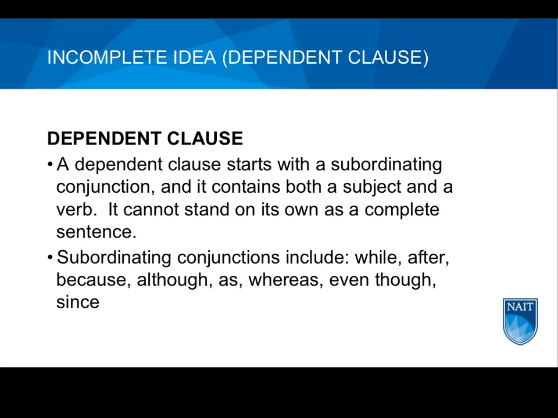A dependent clause is a set of words that has a subject and a verb, but it doesn't make sense on its own. Dependent clauses are used as part of complex sentences. The reason why a dependent clause, despite having a subject and a verb, does not have a complete idea is because it begins with a subordinating conjunction. Subordinating conjunctions include words like while, after, because, although, as, whereas, even though, and since.